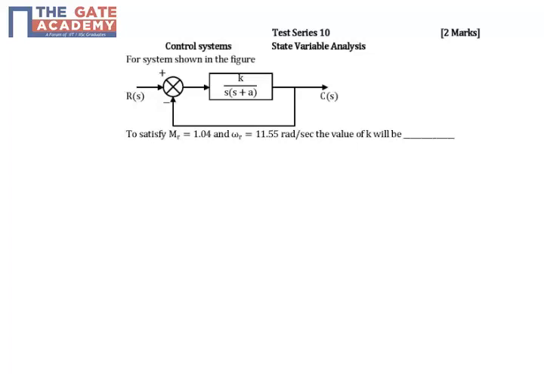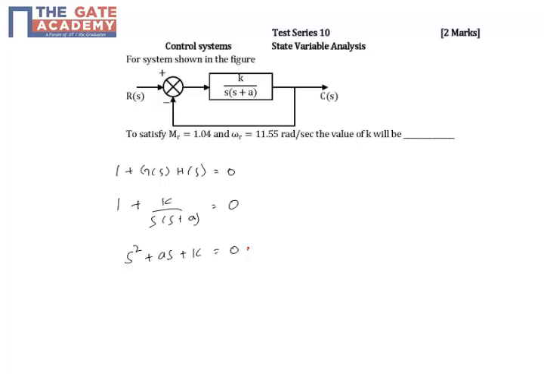Now the characteristic equation of this unity negative feedback system is 1 + G(s)H(s) = 0. Now H(s) is 1 and G(s) is k / (s(s + a)). So it is 1 + k / (s(s + a)) = 0. Now we will get s² + as + k = 0. This is a second order system with the characteristic equation s² + as + k = 0.